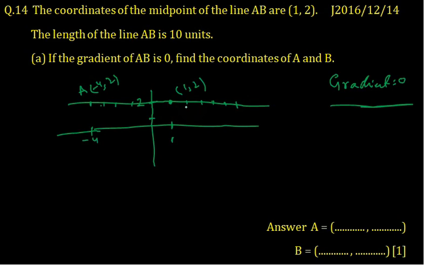And B must be 2, 3, 4, 5, 6. So B must be (6, 2). Since we are given the midpoint, we have found the extreme points A and B with the help of the line which has gradient 0. So we can say that A is (-4, 2) and B is (6, 2).